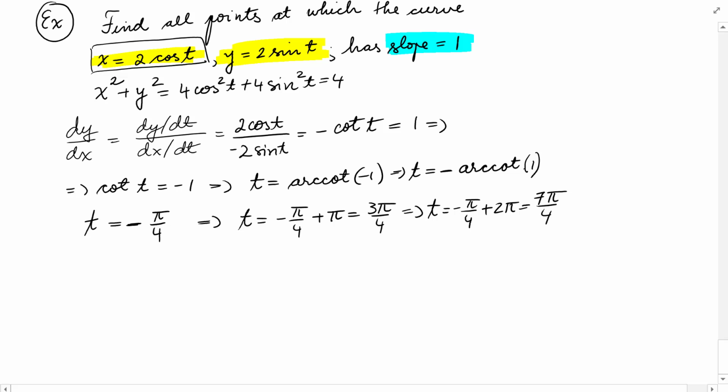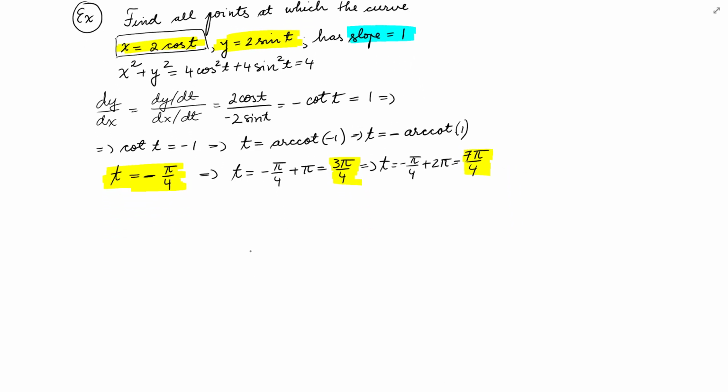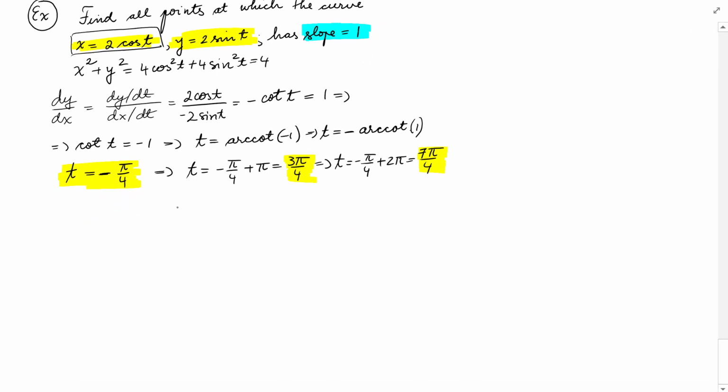So we found out t equals negative pi over 4, t equals 3 pi over 4, t equals 7 pi over 4. So we want to find out what are the x and y values for this t. So let's draw the unit circle and let's try to locate the points.